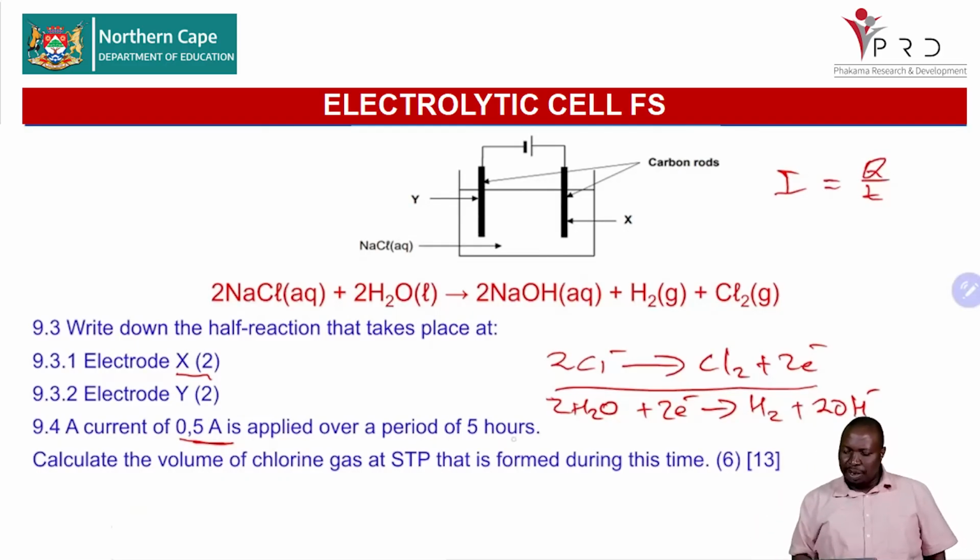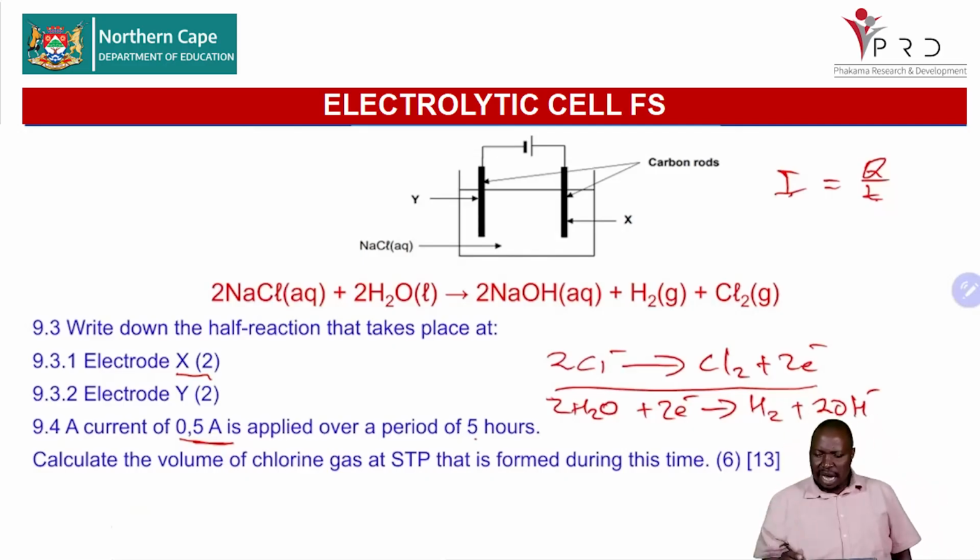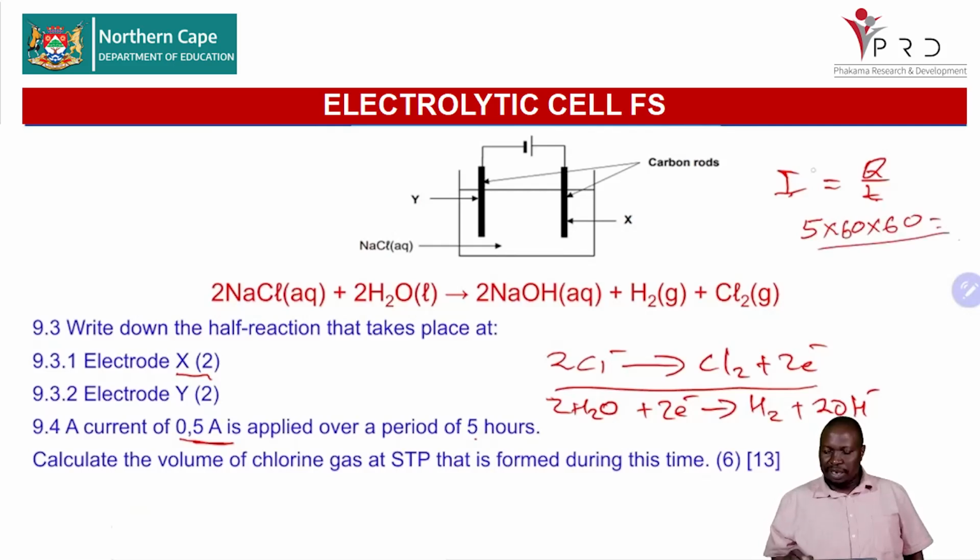It's applied over a period of 5 hours. We have current is 0.5 and time is 5 hours. Remember, our time must be in seconds. To convert 5 hours, how many minutes in an hour? 60. How many seconds in a minute? 60. So you'll say 5 times 60 times 60, and that will give you our time, which will be multiplied by 0.5, which is our current. So that's what we are expecting.